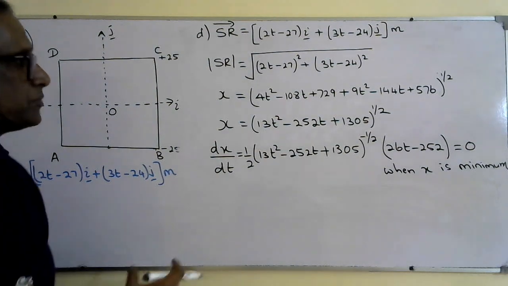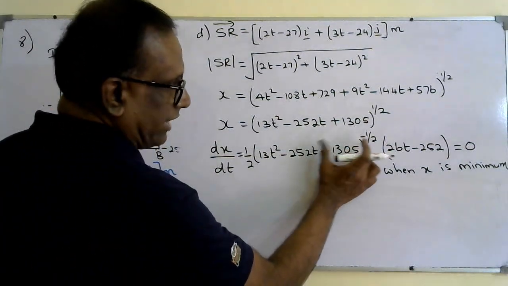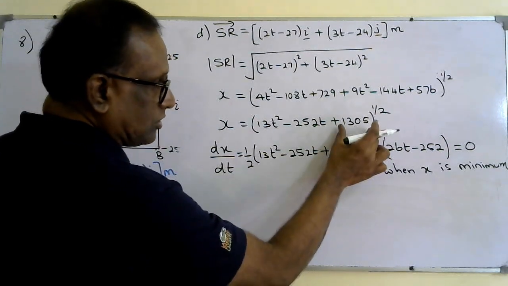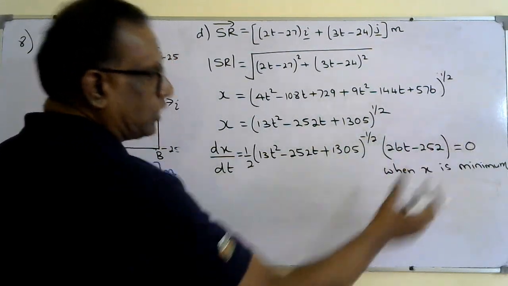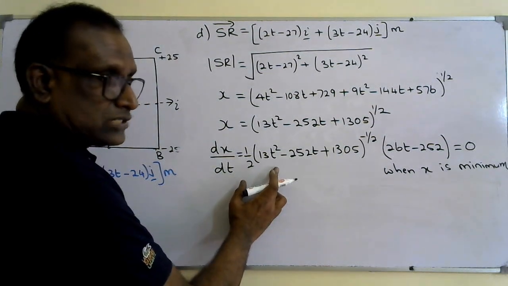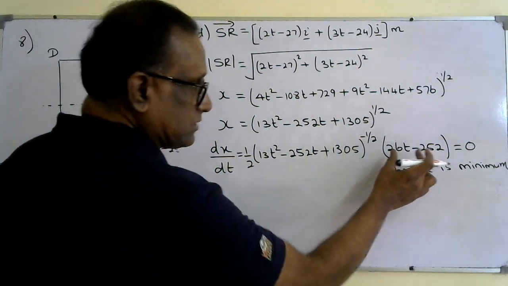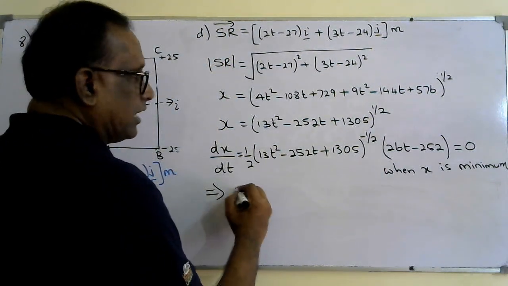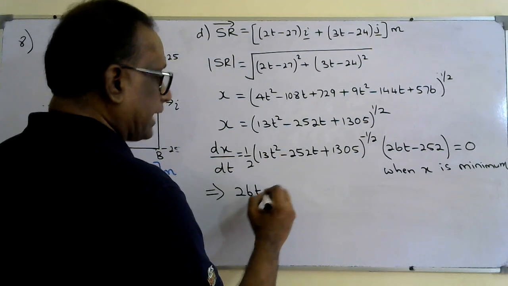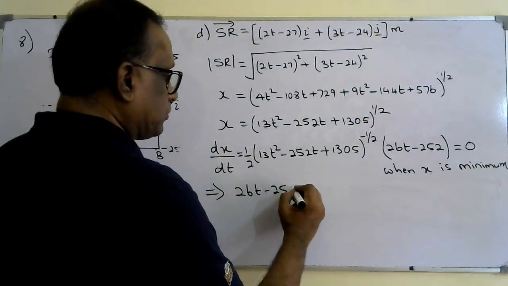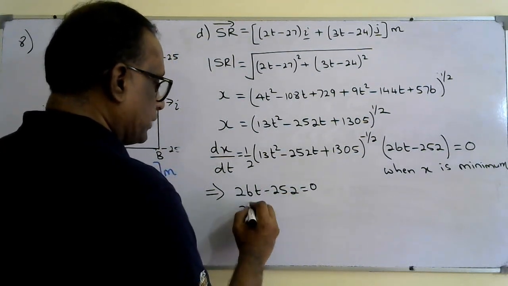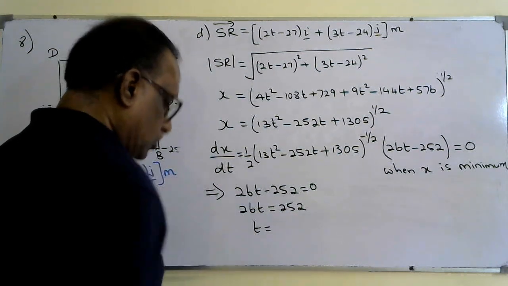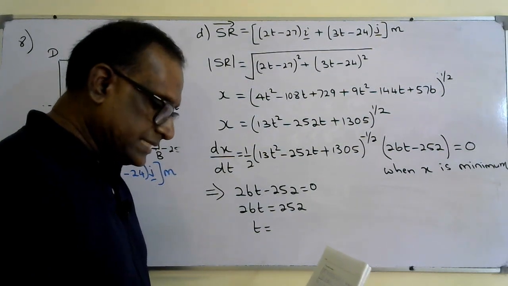Minus half means that factor becomes the denominator, so we don't need to analyze it. The numerator must be equal to 0. So hence 26t minus 252 must be equal to 0. So 26t equals 252. Find t, and you will get t equal to 9.69 seconds.